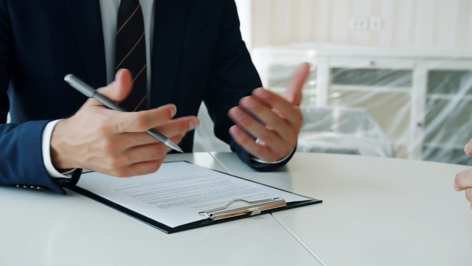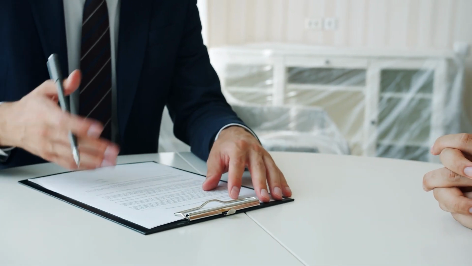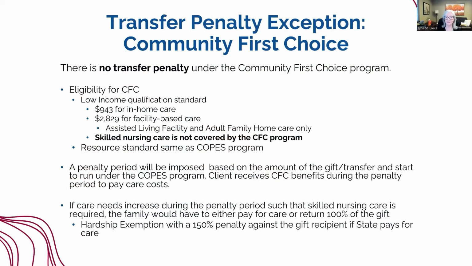I need to back up a step because I forgot to share with you one really important exception to the no transfer rule. It's this Community First Choice program that we talked about a little bit earlier, where there's no transfer penalty. It has income rules and resource rules, where if you're a single person, you can only have $2,000.